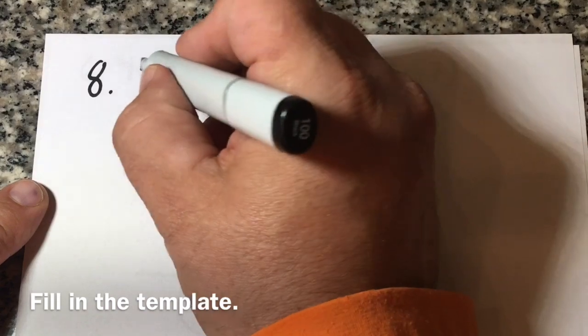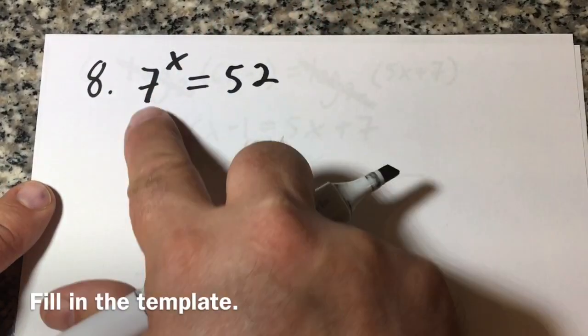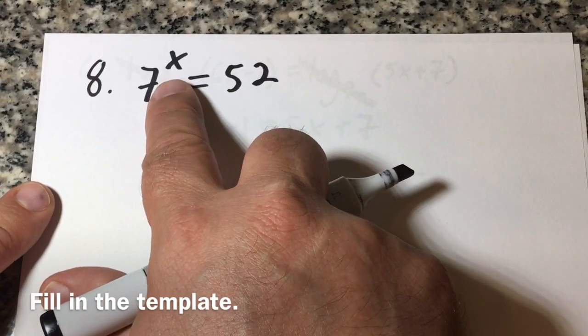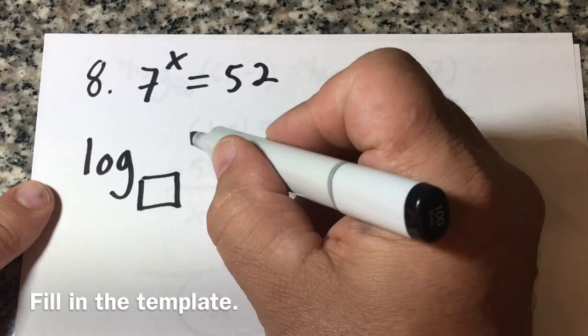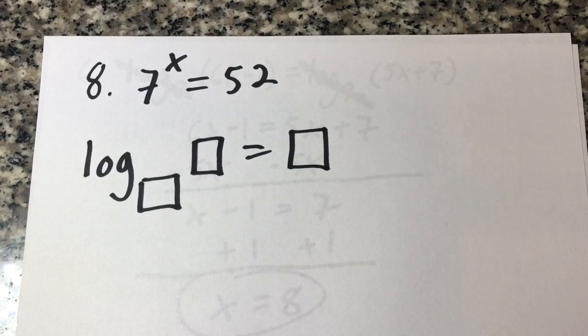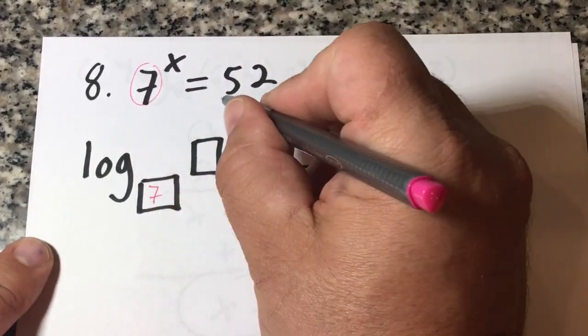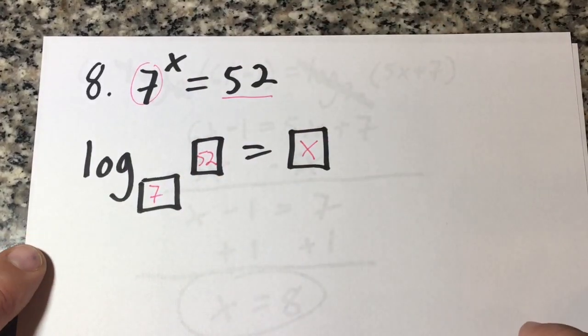This time, 7 to what power equals 52? Well, I know that 7 squared is 49. So this is going to be a little bit bigger than 2. So I'm going to rewrite it in log base form. I need the base, I need the argument, and it's going to equal some answer. This time the base is that 7. The argument is 52. And the exponent is the answer.